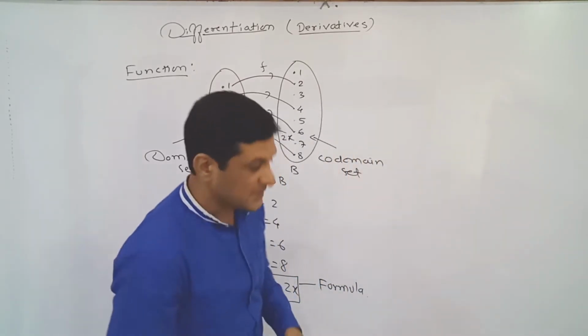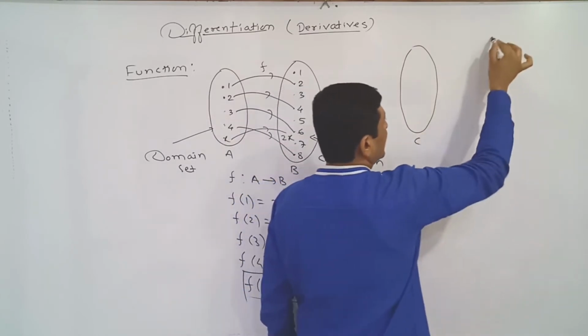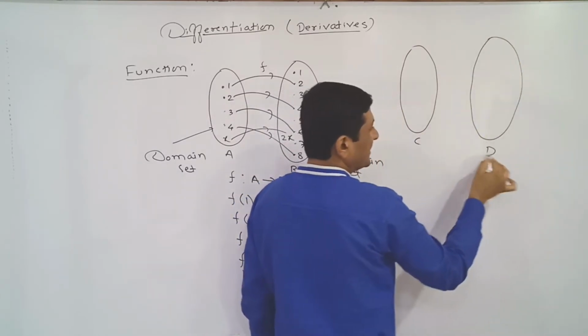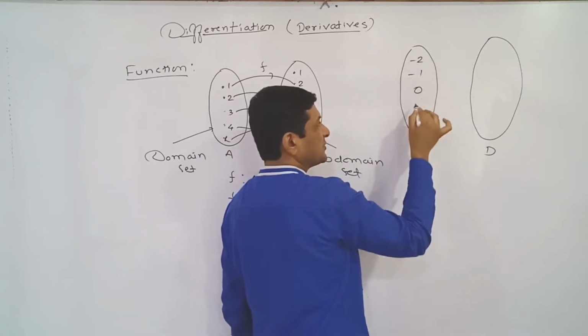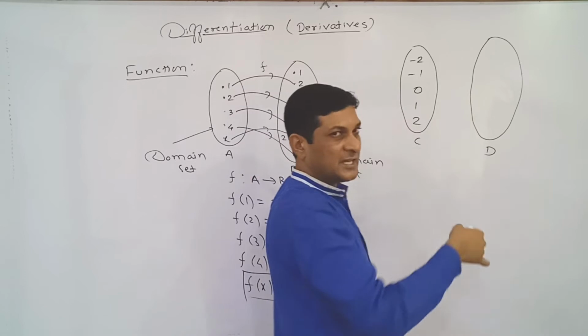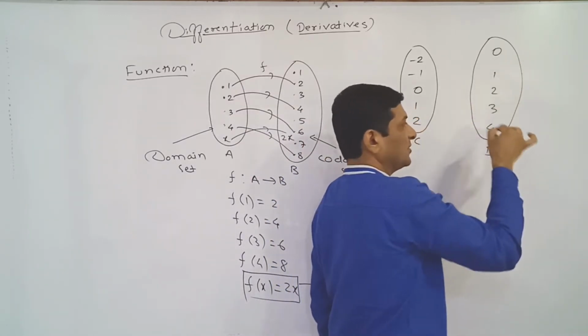Now in this case, I am supposing that here one set is there. Let this set be C and another set be D. Let the elements of set C be -2, -1, 0, 1, 2. And let the elements of set D be 0, 1, 2, 3, 4.